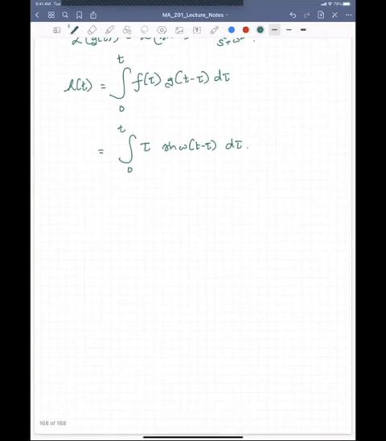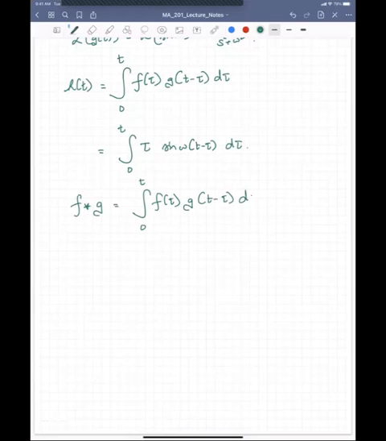The answer is it doesn't matter. This is one of the properties of the convolution. f convolution g, which is defined as the integral of f of tau g of t minus tau d tau, is equal to g convolution f, which is equal to the integral from 0 to t of g of tau f of t minus tau d tau. It doesn't matter which I call g and which I call f, because the convolution of two functions is commutative. This is the commutative property.